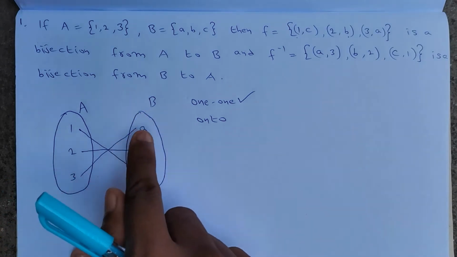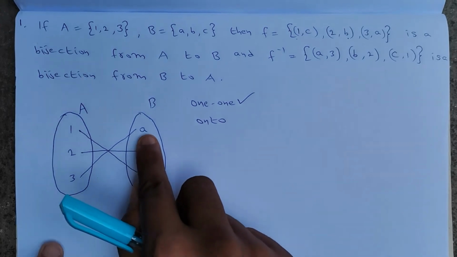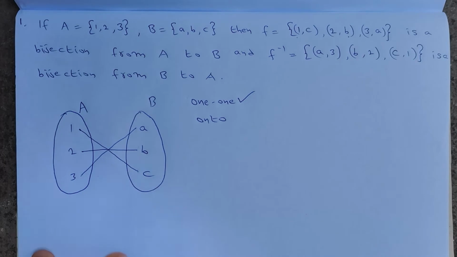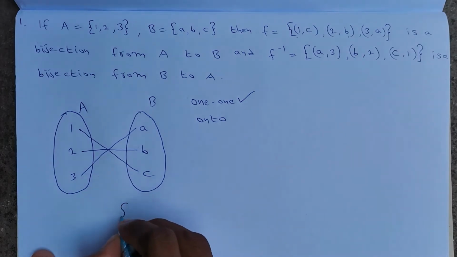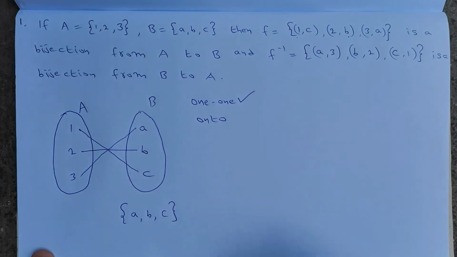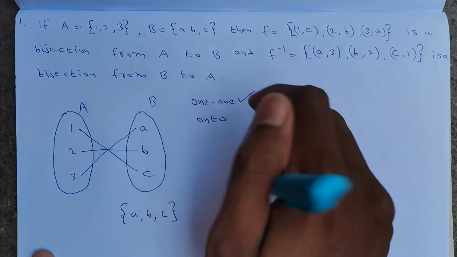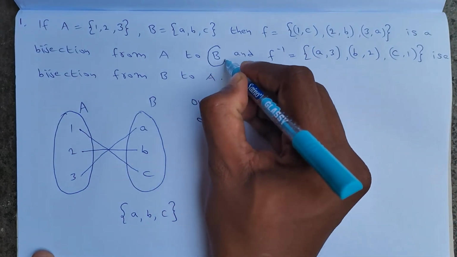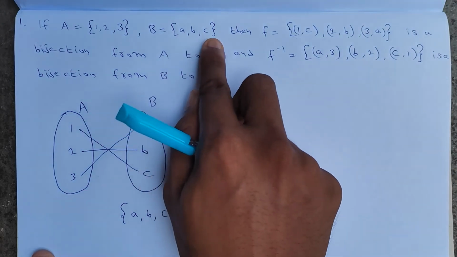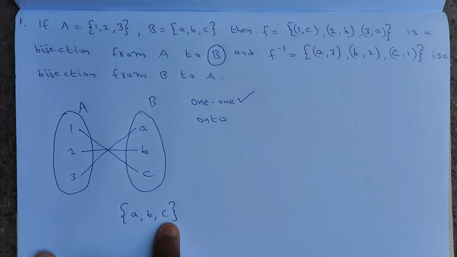Every element of set B who has a connection with set A forms the range. Element A has a connection, element B has a connection, element C also has a connection. So the range will become A, B, C. Now if we observe the codomain, he said that it is a bijection from A to B. So this second set will become the codomain. So set B is equal to ABC. Codomain is ABC as well as range also ABC.